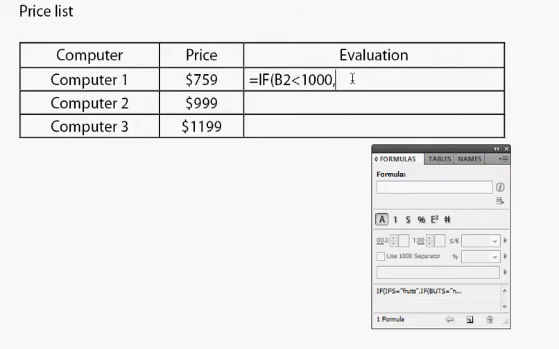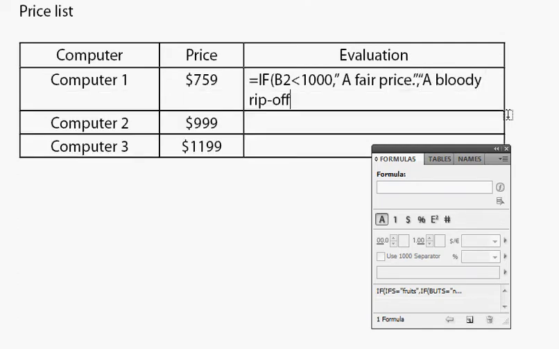In case it is smaller, we get the true result, so comma, and we type in whatever number or result we want to display whether this condition is met. In this case, we can display a fair price. Another comma, and now comes the false result, which means if this number here is higher than $1,000, we want to display something else, and in this case it would be a bloody ripoff. The text has to be in quotation marks, so it displays as text.